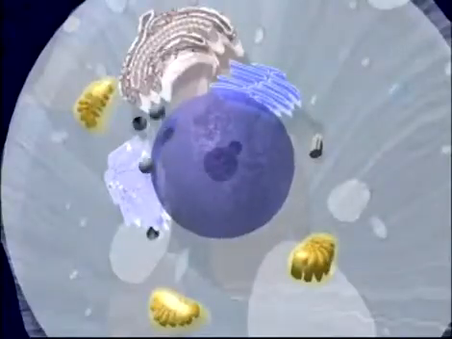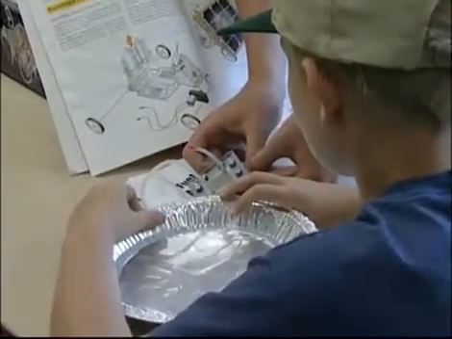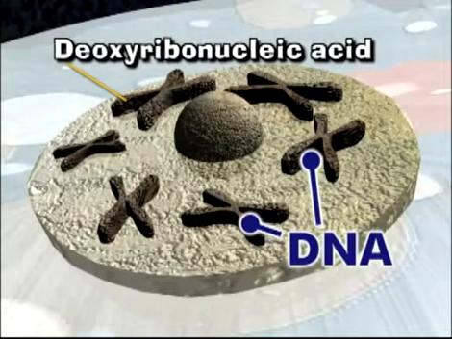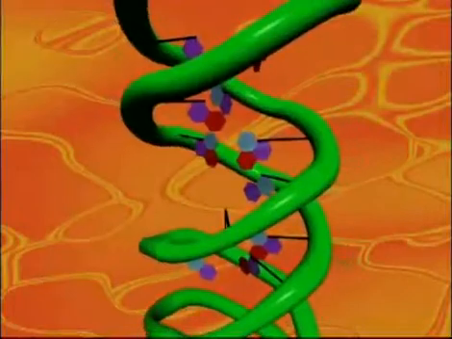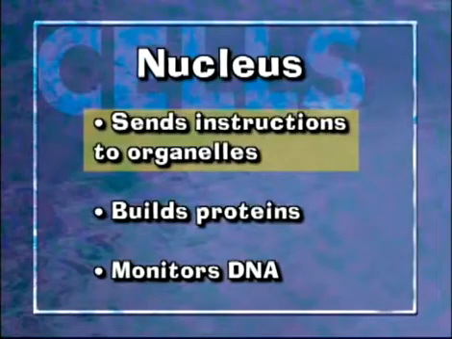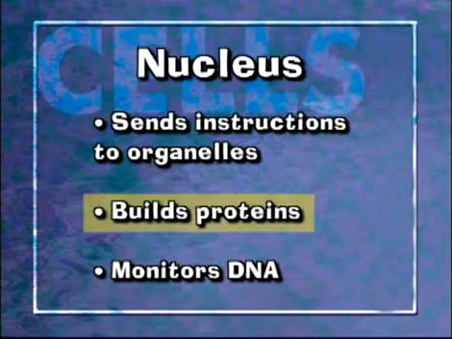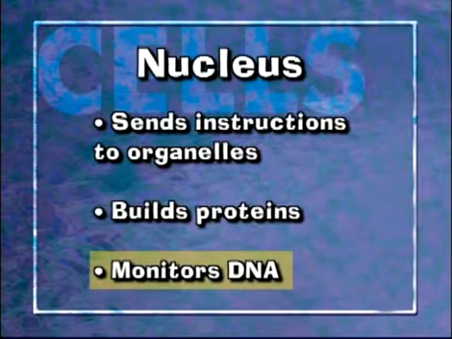The nucleus is the control center for everything that happens inside a cell. The nucleus directs the organelles to make sure everything functions properly. Just like you use instructions to build something, the nucleus contains all the instructions to tell the cell what to do. Those instructions are in the form of deoxyribonucleic acid, or DNA. DNA is the hereditary information that cells need to function. The nucleus sends those instructions to each organelle, builds proteins, and keeps track of the DNA.